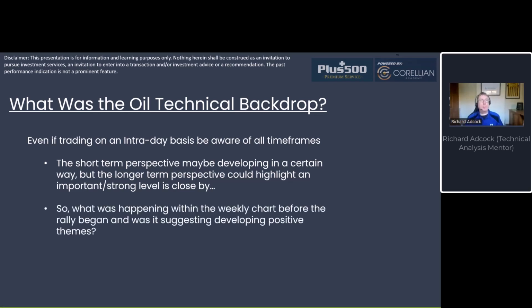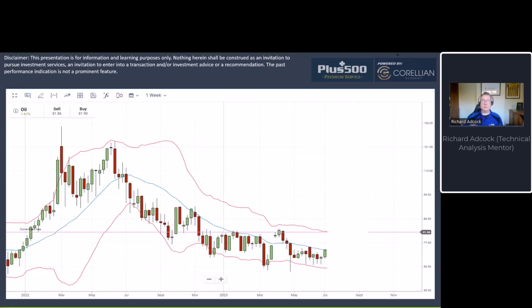So, talking about oil, let's try and establish how I would have approached the latest upside move in oil, how I would have traded that, and the types of signals that I would look for. Even if I'm trading on an intraday perspective, I will always start with the weekly chart. We'll take a look at the weekly chart and see if this was developing any positive themes as we came into the market. Well, this is the weekly chart of oil.